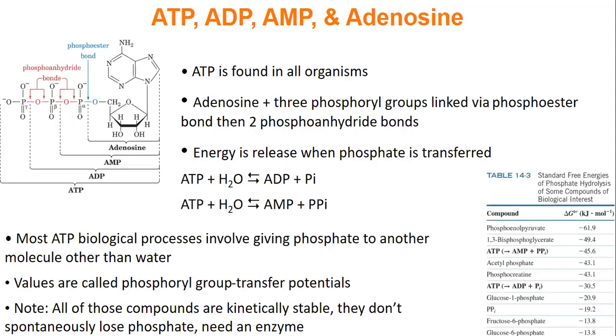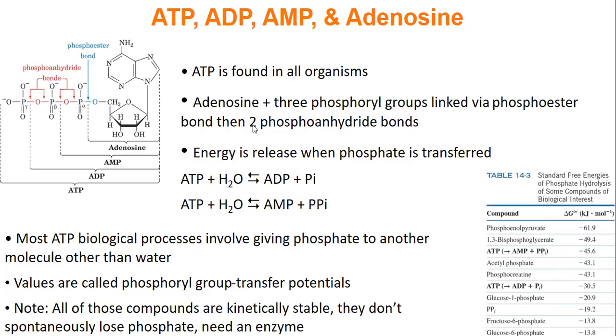Now let's look at some of our energy molecules we'll be looking at this semester. The main one being ATP. ATP on the left is adenosine plus three phosphates, so adenosine triphosphate. You knock off one phosphate, that's ADP. You knock off another phosphate, that's AMP. They're connected by what are called phosphoanhydride bonds, right? And the way we get energy from these molecules is that we break off phosphates.